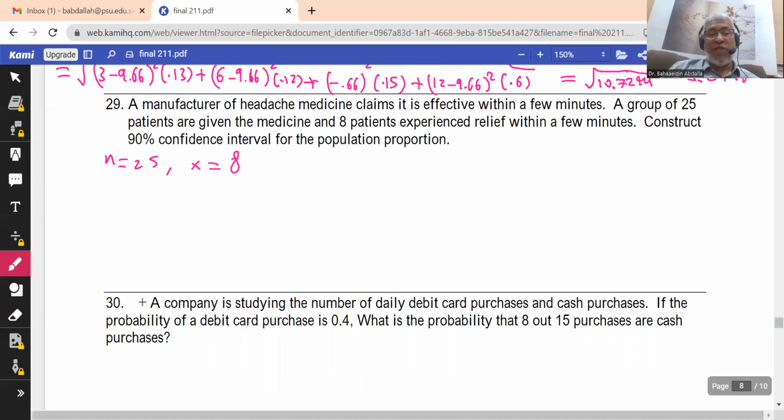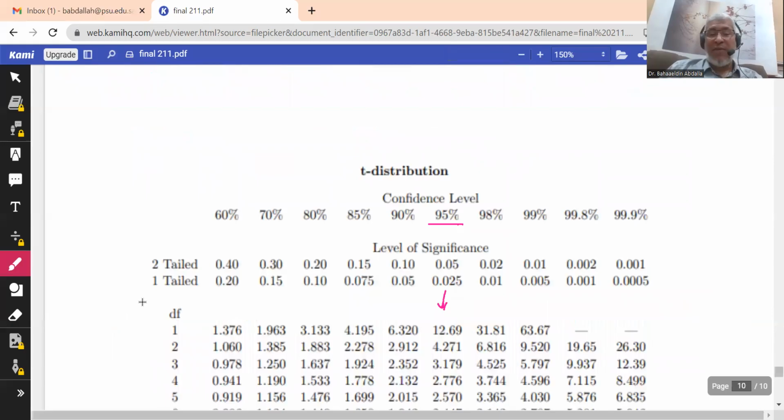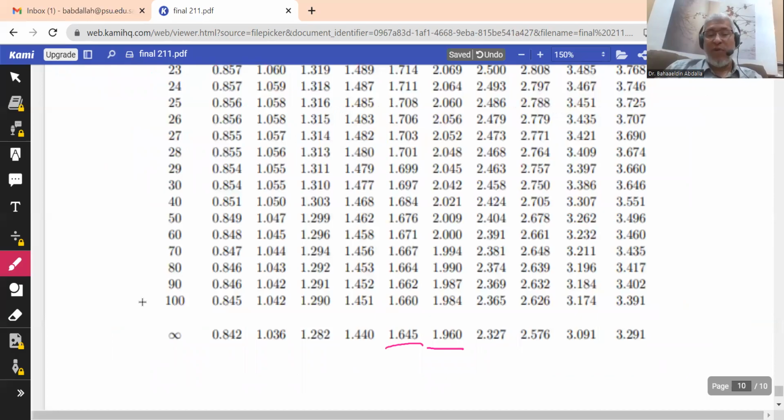Good. For the population proportion, the confidence interval is, as we mentioned, P bar plus or minus Z times the square root of P bar times (1 minus P bar), which is the sample proportion, over N. This is the formula. And to find Z, it is a 90% confidence interval. So if you go to the T table, and this is the 90% confidence interval, go down, you will find that the number is 1.645.